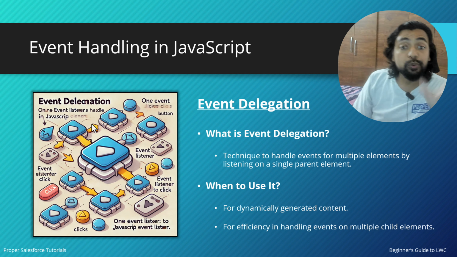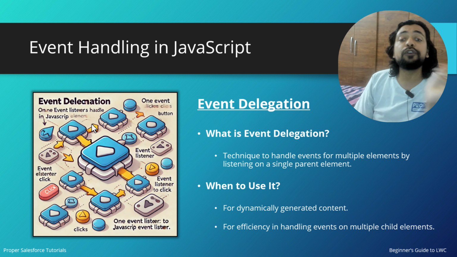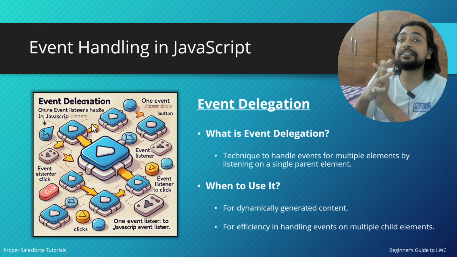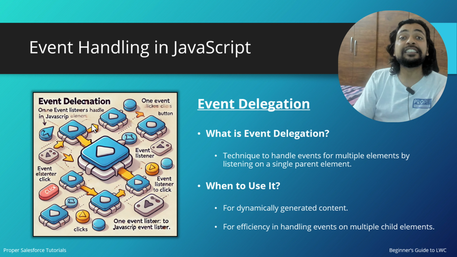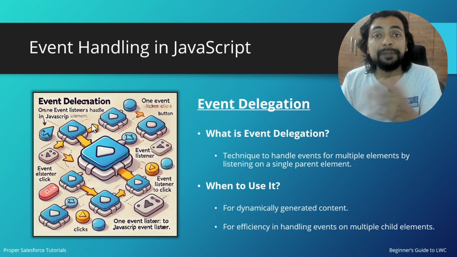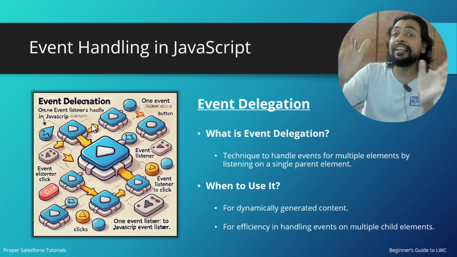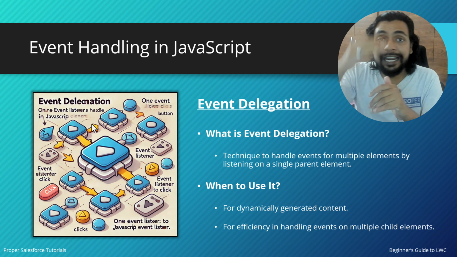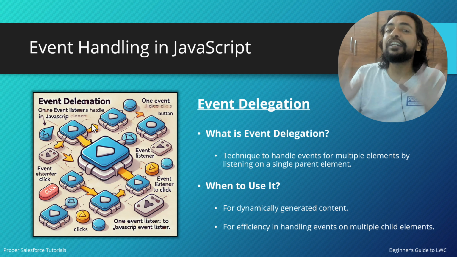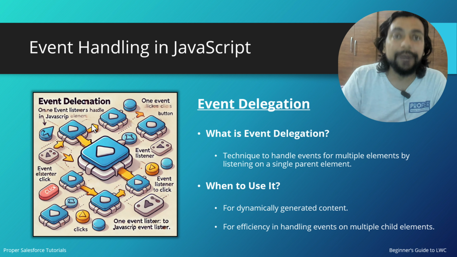Now, when to use this concept? It is basically used for dynamically generated content. So whenever you want to generate content dynamically, this is very handy. When there are multiple child elements, instead of creating different event handlers for them, it is best to have one single event handler for the parent, and there we can filter out which specific child has been clicked. So instead of talking about this, let me show you that practically.